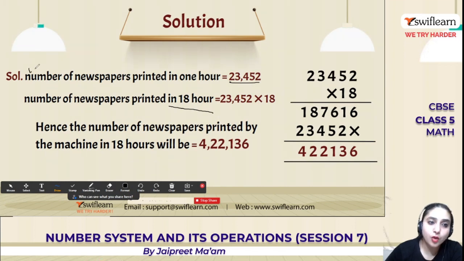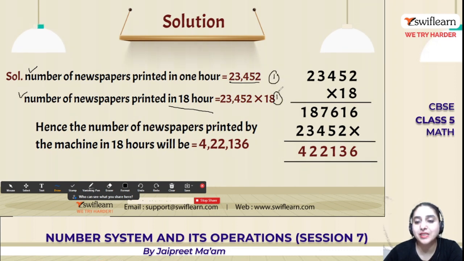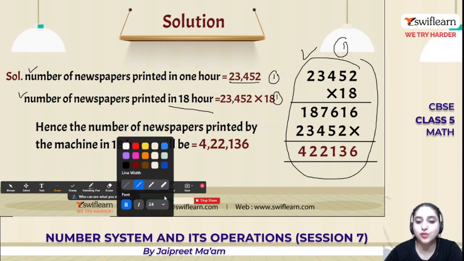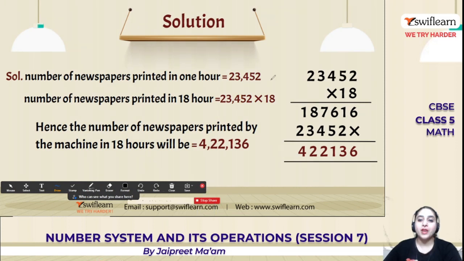So write down the statement. The statement carries equal marks. For this you will get 1 mark, for this you will get 1 mark, and for this multiplication you will get 1 mark. So if you write only this, you will get 1 out of 3. So write down the statement.